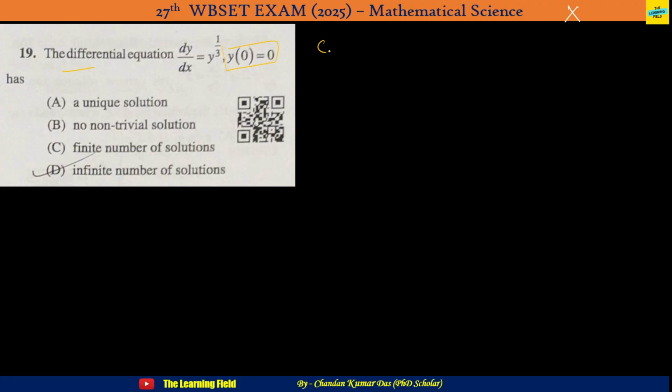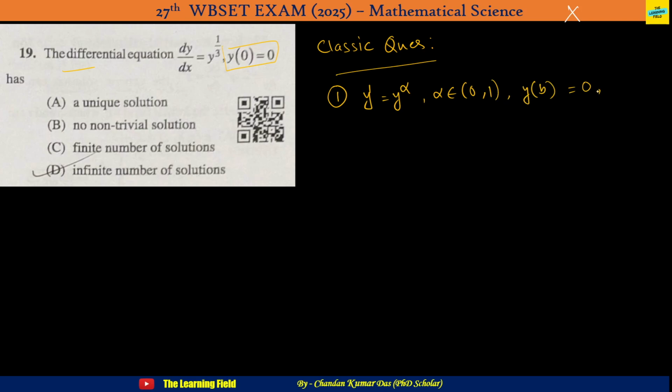This is a very classical question of CSIR NET and GATE. The theory behind the question is very easy. If we have dy/dx = y^alpha, where alpha belongs to (0,1), and the initial condition is y(b) = 0, where b belongs to the real numbers, then it has infinite solutions.